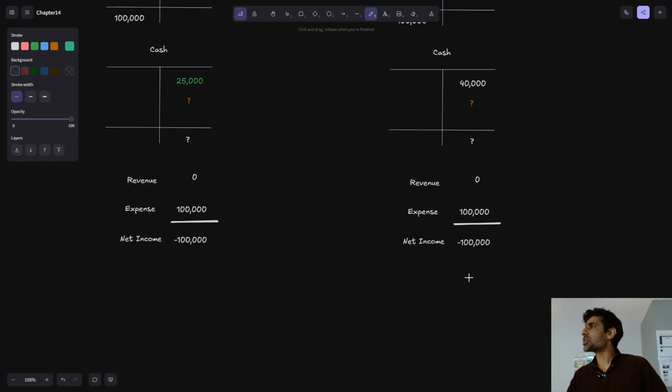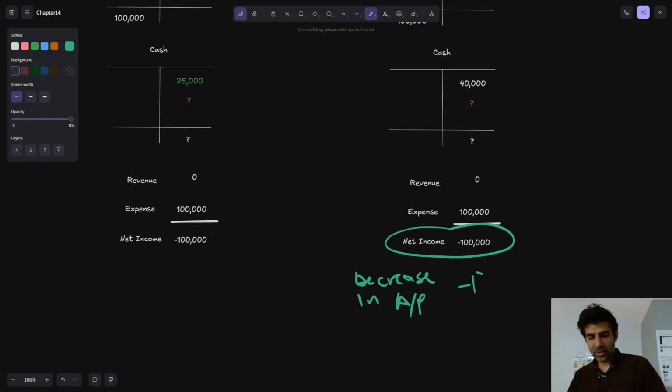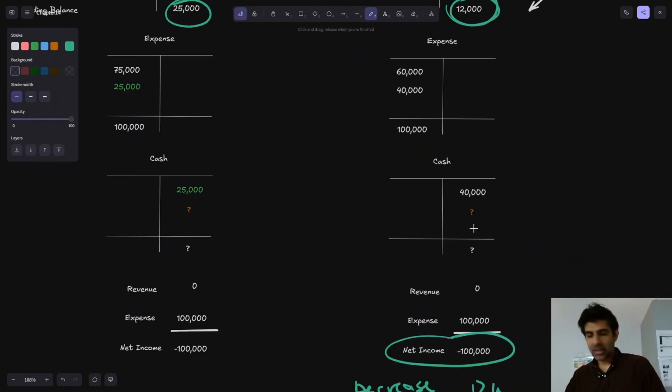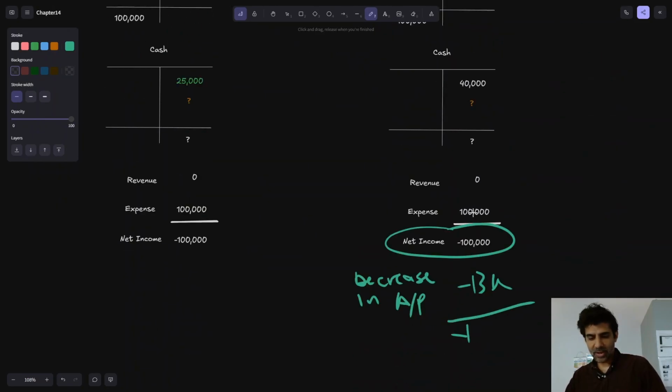Again, the structure of this statement of cash flows, the operating section, is you start off with this net income. Now you're going to adjust it. So you would say adjustment for decrease in AP is negative 13K because it went down 13,000. And so now you just do this and you have negative 113,000. And that is how much cash flow.